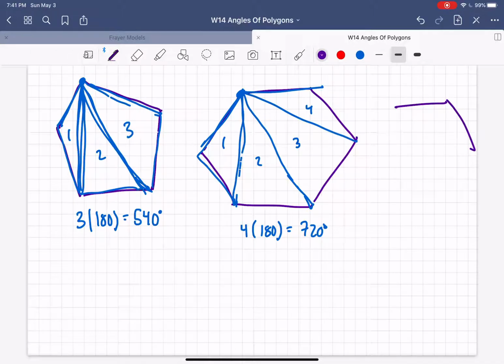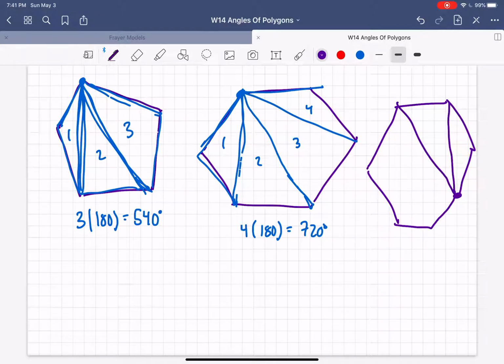What if I have a 7-sided shape? Can't remember off the top of my head the name of that. All right. So I can pick one corner, connect it to all the other corners, and then count up how many triangles I have. So in that 7-sided shape, I got 5 triangles, so I got 5 times 180, and that would give me 900.